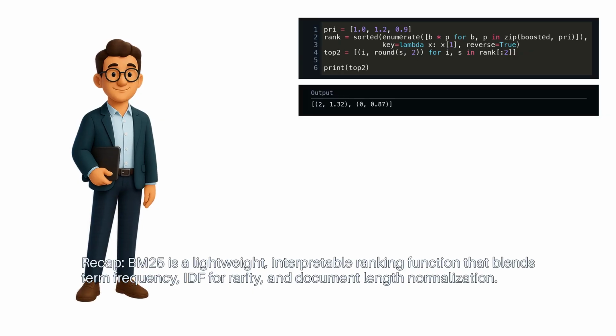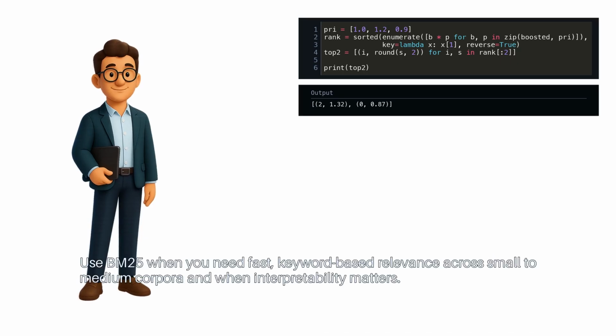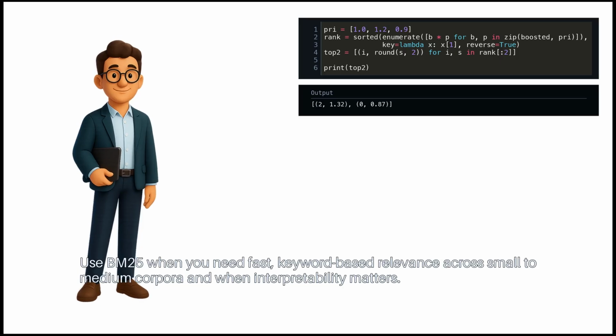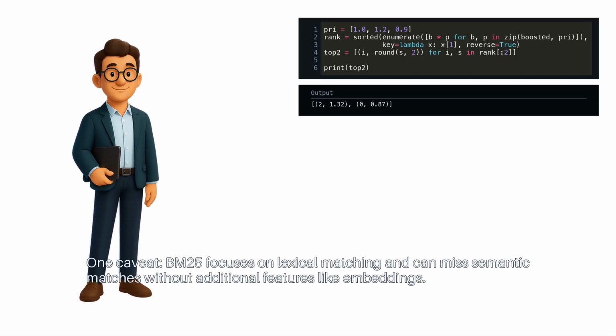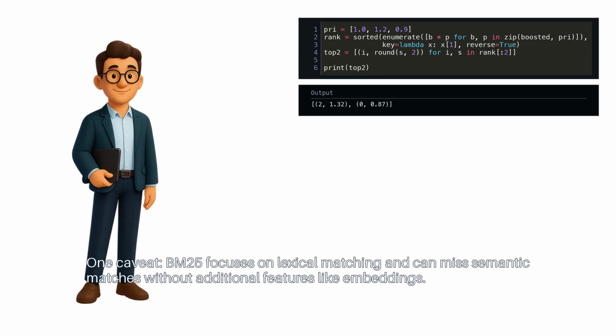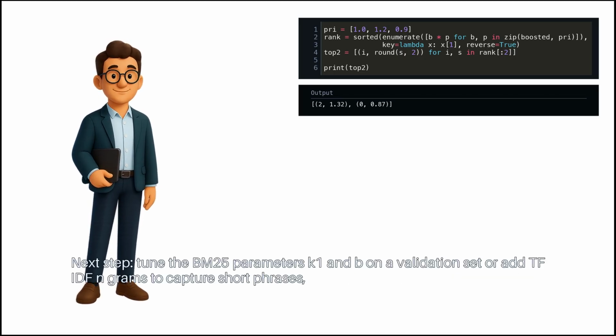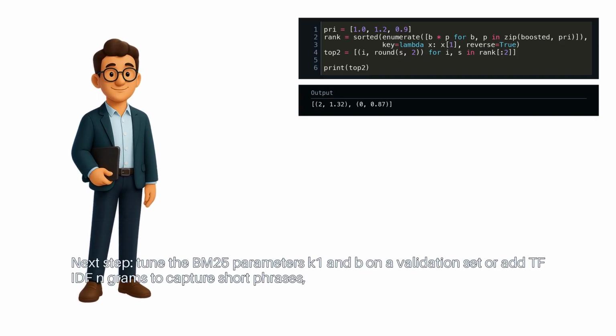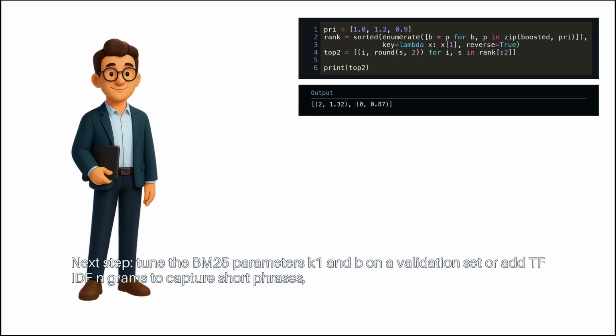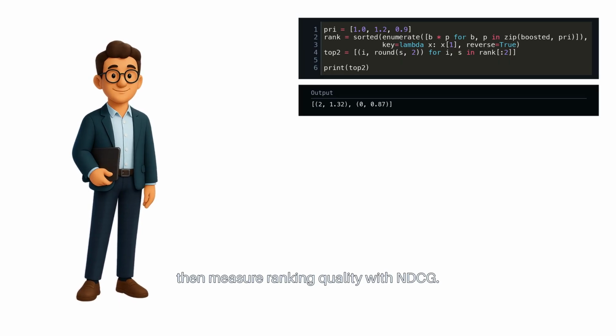Recap: BM25 is a lightweight, interpretable ranking function that blends term frequency, IDF for rarity, and document length normalization. Use BM25 when you need fast, keyword-based relevance across small to medium corpora, and when interpretability matters. One caveat: BM25 focuses on lexical matching and can miss semantic matches without additional features like embeddings. Next step: tune the BM25 parameters K1 and B on a validation set, or add TF-IDF n-grams to capture short phrases. Then measure ranking quality with NDCG.